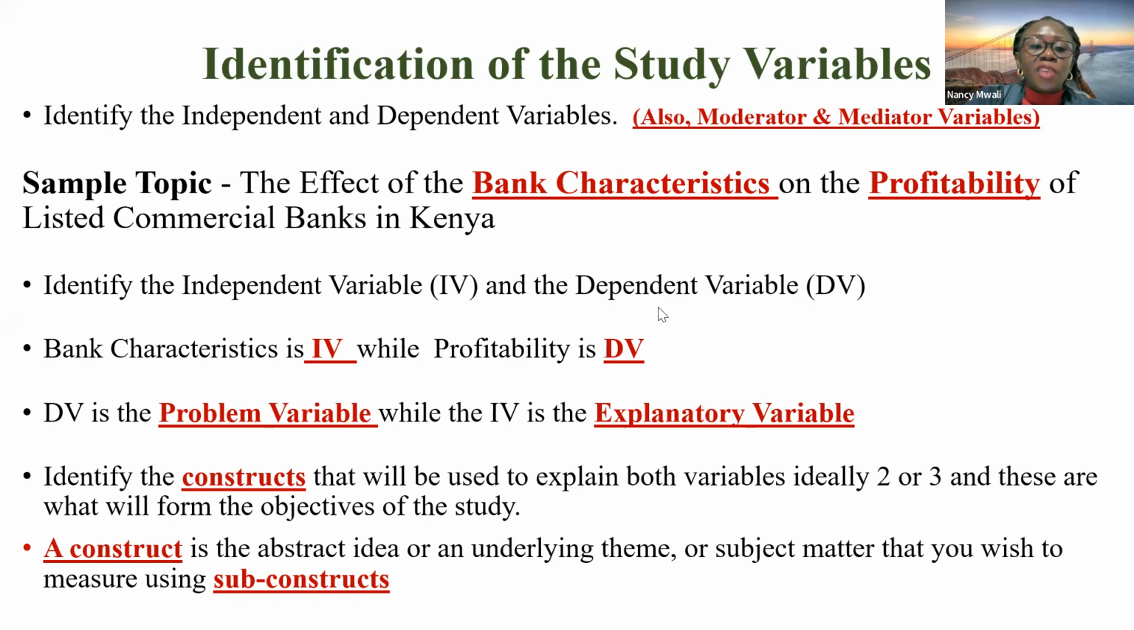So the dependent variable is always the problem variable, the problem that you're trying to solve in your study. And the independent variable is the explanatory variable, the variables that are being used to resolve the problem in your study. So once you're at that stage, the next stage is to identify the constructs that will be used to explain both variables. Ideally, you'd have 2 or 3 of them. And these then, when you're formulating your objectives, would form the key variables as you're developing the objectives of the study. I'll give an example.